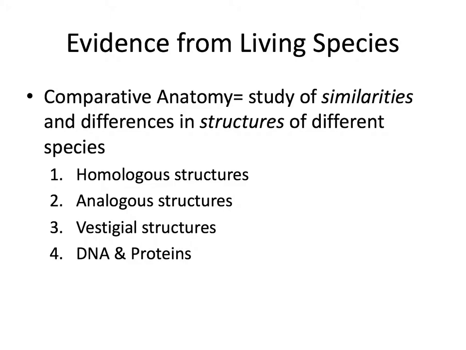The second piece of evidence comes from living species that are alive today. Comparative anatomy studies similarities and differences in structures of different species. And we'll take a look at each of these one at a time: homologous structures, analogous structures, vestigial structures, and then finally DNA and protein evidence.